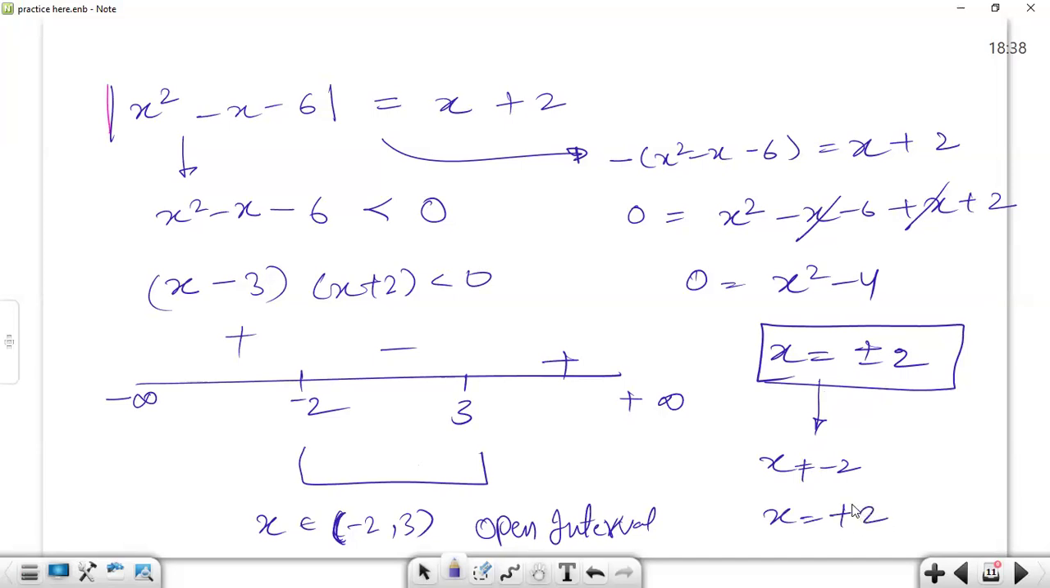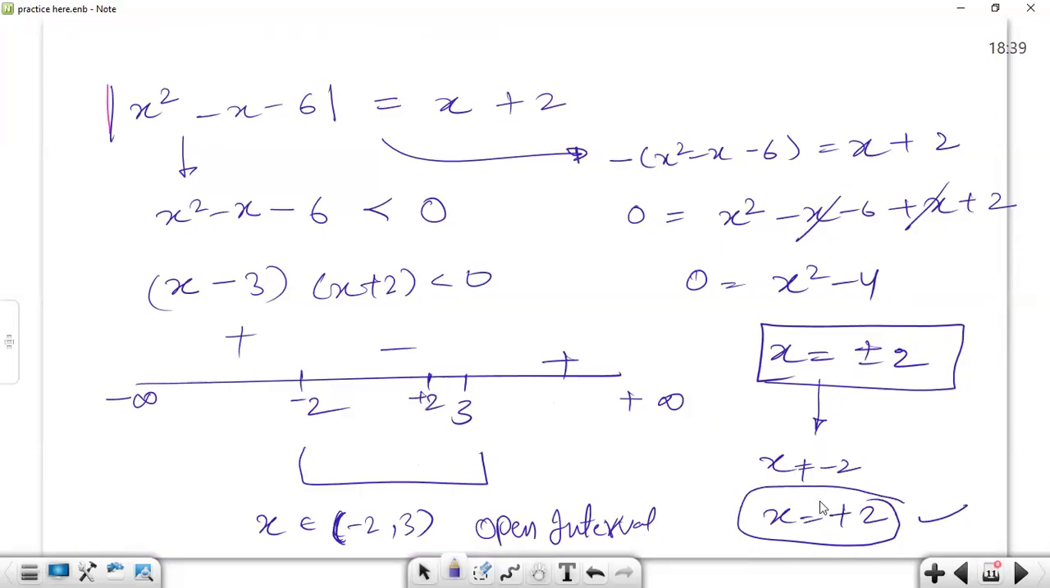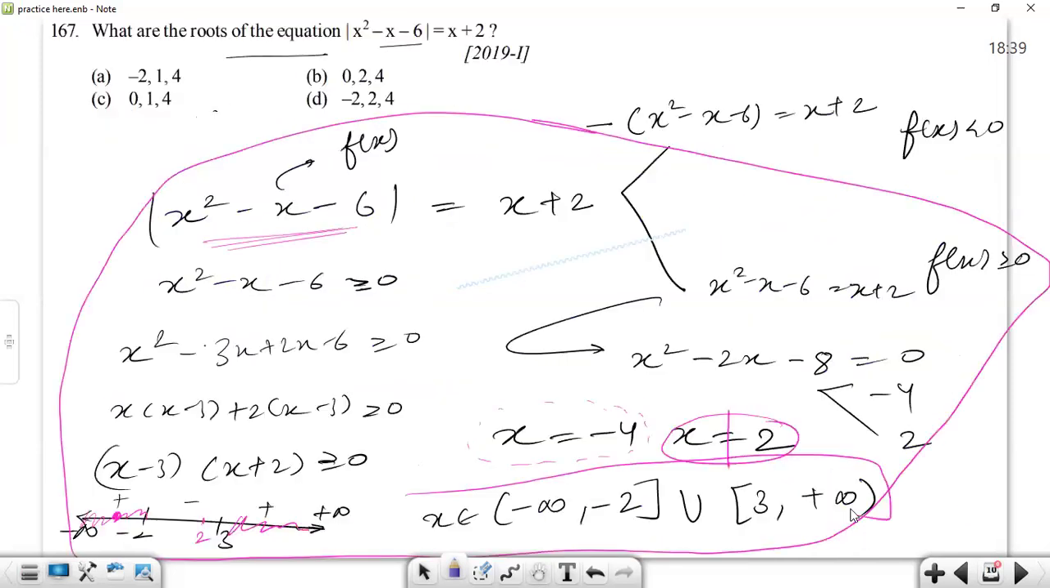What about x being plus 2? Is it in the domain? Yes, sir. So now we are going to consider how many values we have found so far. One is x equals 2, another one is x equals minus 4.